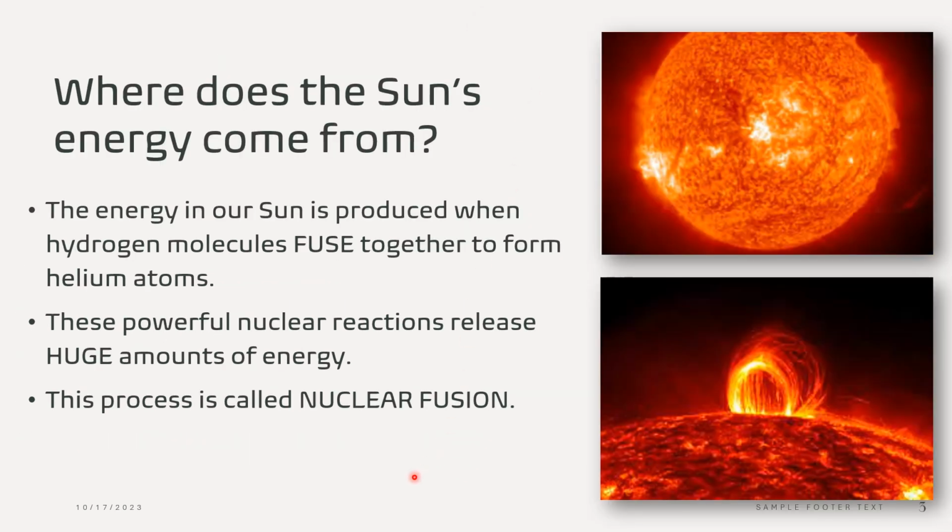So the first question we need to ask is, where does the sun's energy come from? We need the sun's energy, but where does that energy come from? So the sun basically consists of hydrogen. And the energy in our sun is produced when these hydrogen molecules fuse together to form helium atoms. These reactions are very powerful nuclear reactions, and they release huge amounts of energy. And that is how the sun produces its own energy.